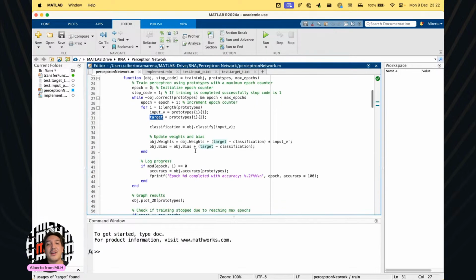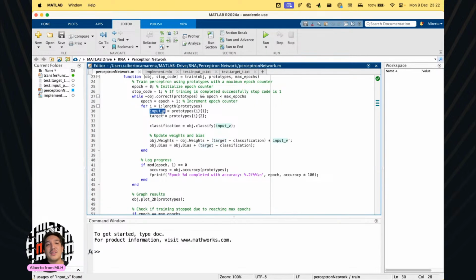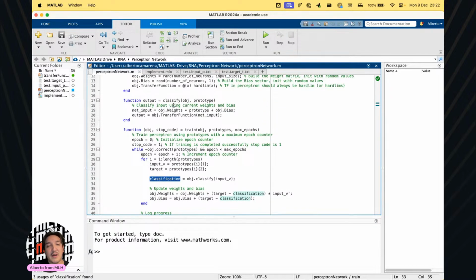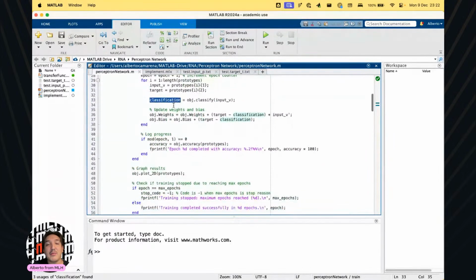Amazing. So yeah, the input and the target. We receive the prototypes. The first element in whatever prototype we are looking at is the input, and the second element in whatever prototype we're looking at is the target. Nice. So for these two, we classify. We use the classify function we created, well, method we created before.